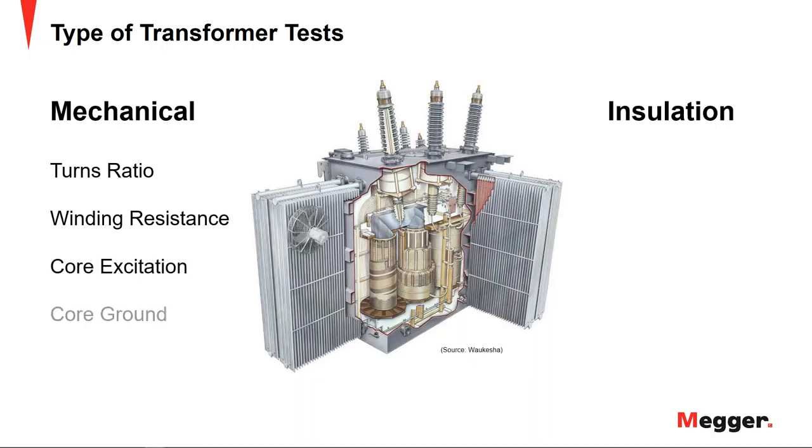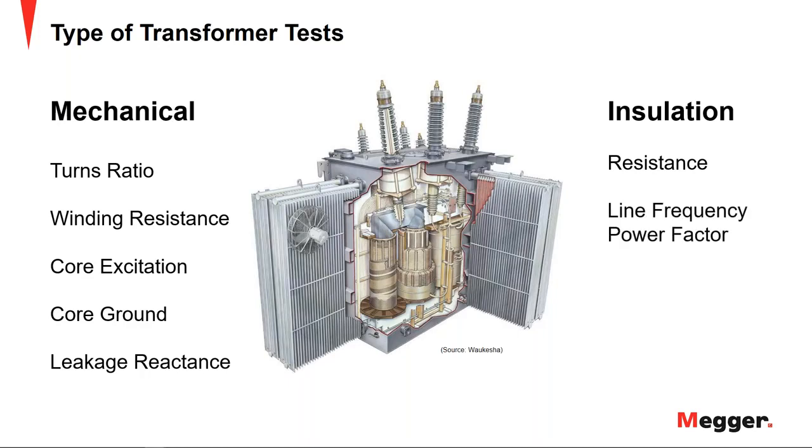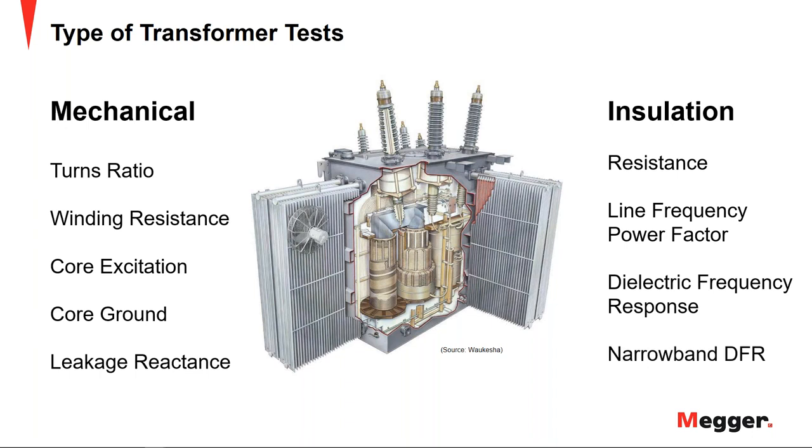There are other mechanical tests such as core ground or leakage reactance, but that will be covered at a different time, not today. Over on the insulation side, insulation resistance, this has been around for over 100 years. Line frequency power factor, dielectric frequency response, which is power factor over a wide range of frequencies, and then finally narrowband DFR. Of course, there's other tests that we didn't mention here, but when you do think about transformer testing, try to think about the tests in these two separate but important functions, mechanical and insulation.